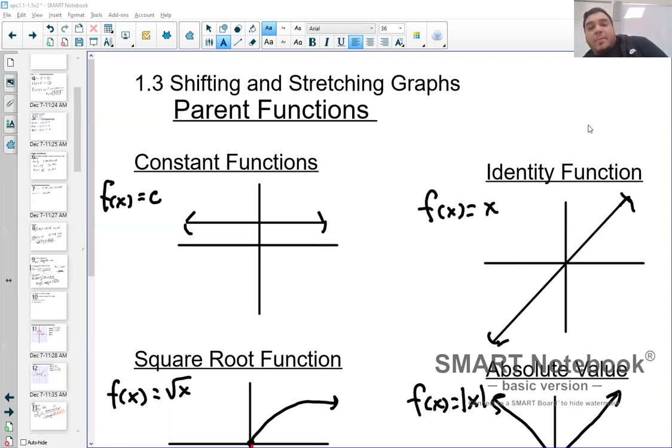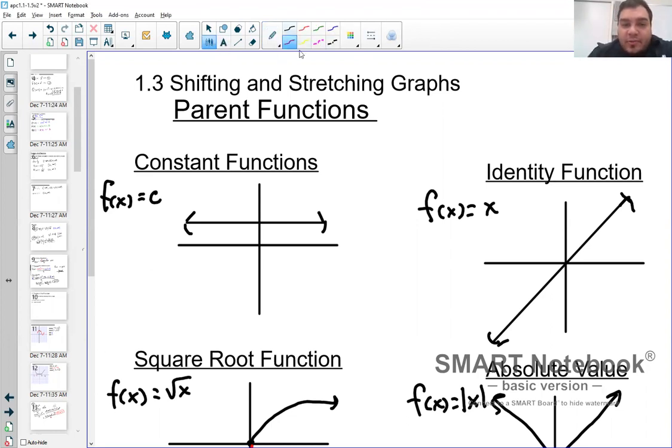So first, let's talk about the parent functions. These are things that are easily forgotten. And when I ask you for these, I'm also going to ask you for the domain and range. So we're going to need to know how to deal with the domain and range, and based off the parent function, what shifts affect the domain and range.